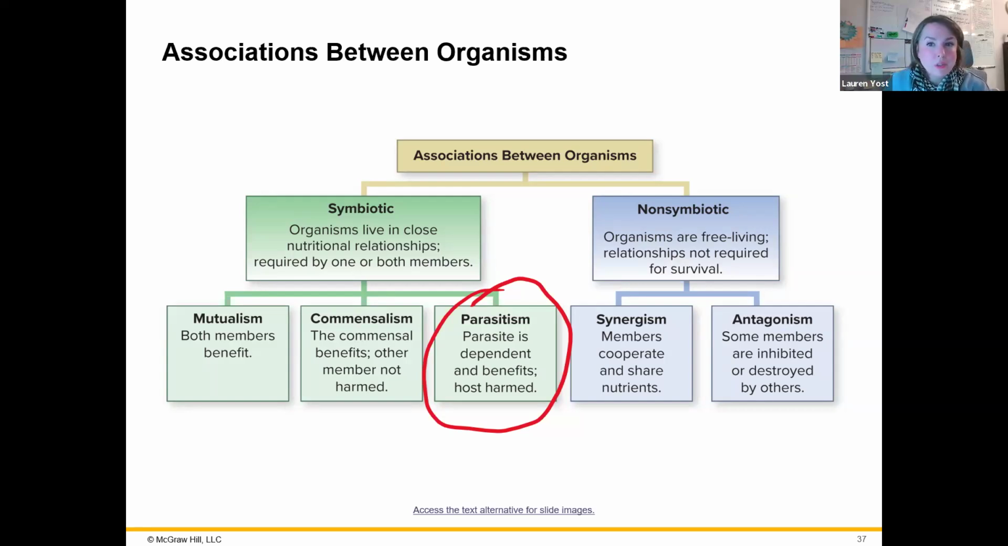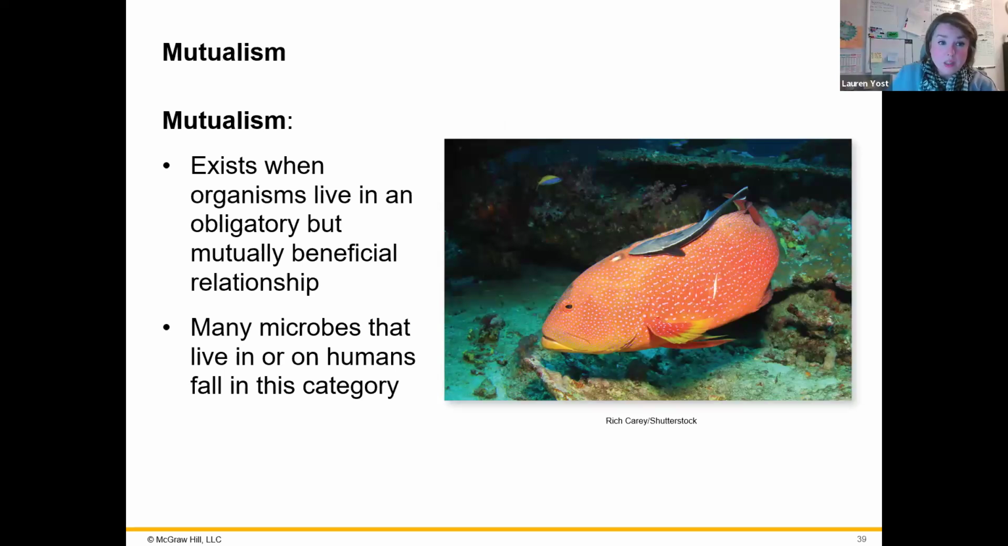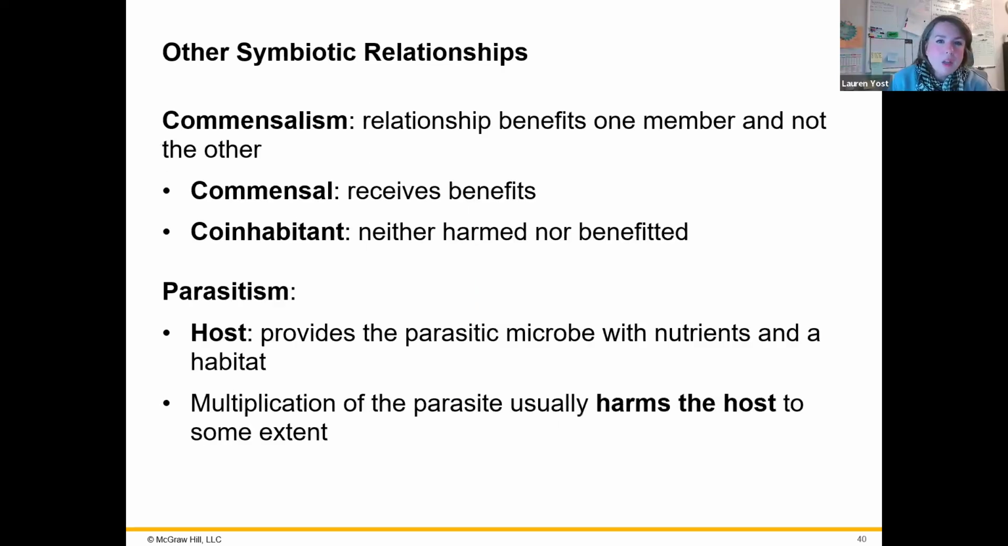All right, so those are the different types of associations between the organisms. These next slides just break it down a little bit further between our symbiotic relationships. Again, symbiosis is a relationship where their partnership is required for at least one of the organism's survival. It's not an optional thing. Mutualism, both organisms benefit. Many of our microbes that are part of our biome fall into this category. In commensalism, one benefits, but the other one isn't harmed or benefited. It just kind of exists.